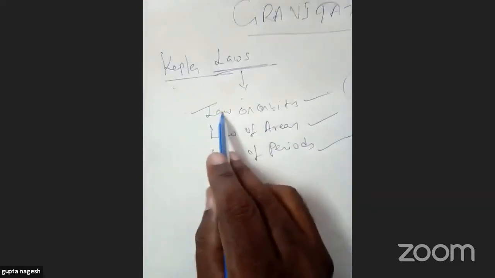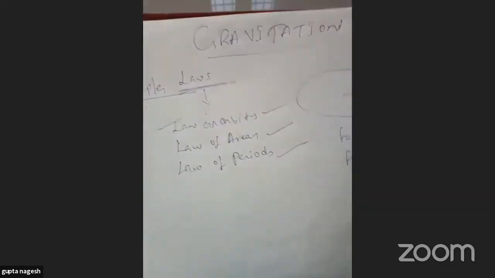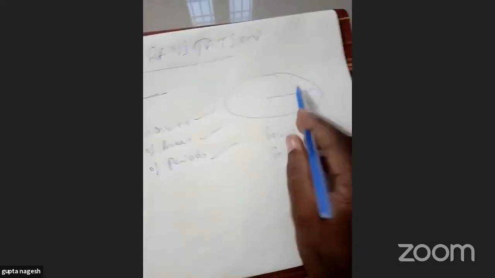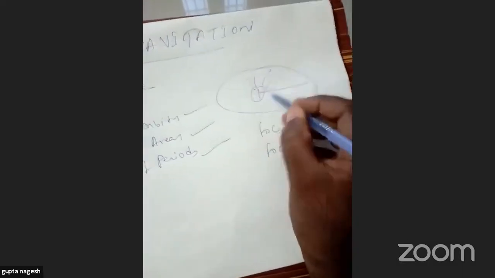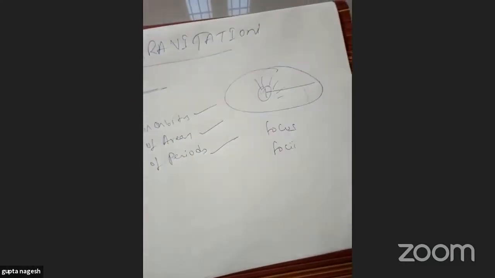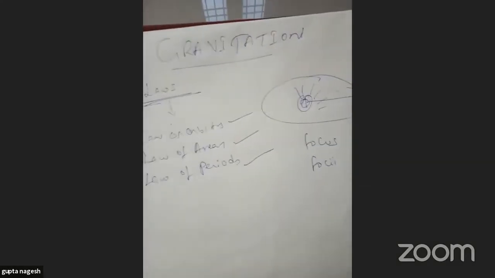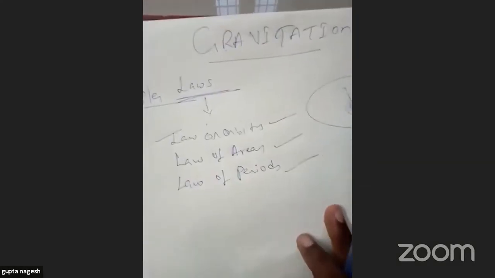So according to the first law of orbits, all planets move in an elliptical orbit with the sun situated at one of the foci. This is the first law given by Kepler.